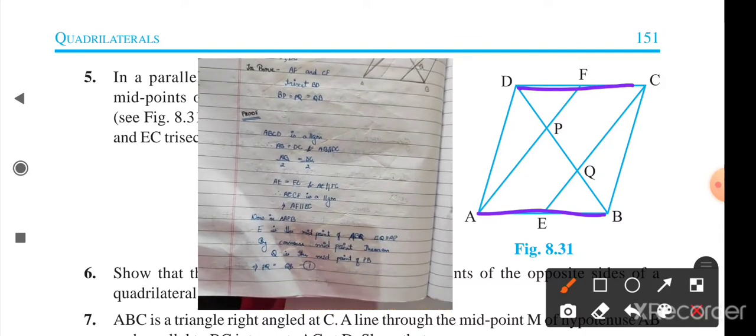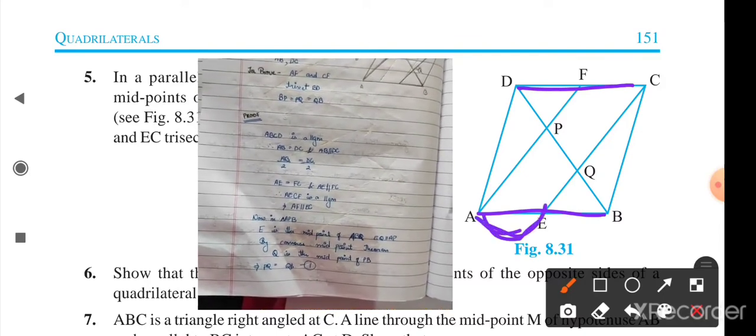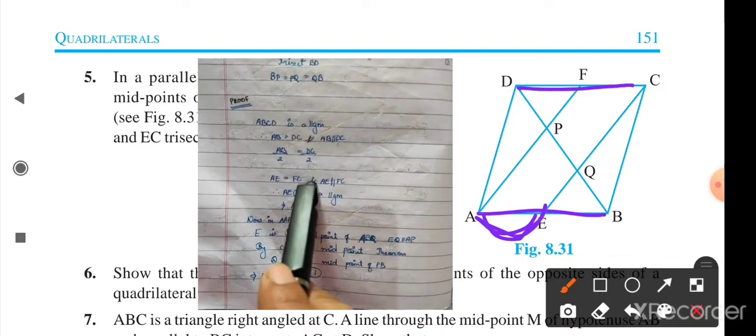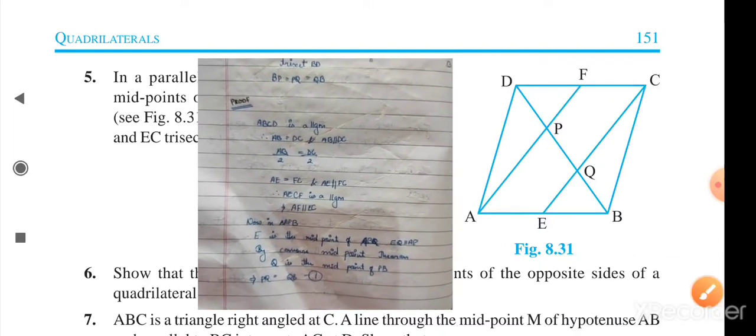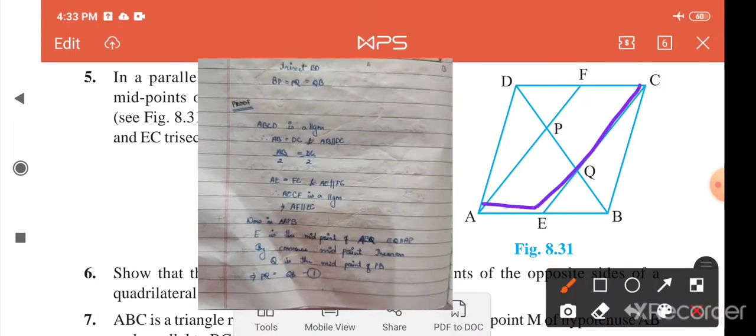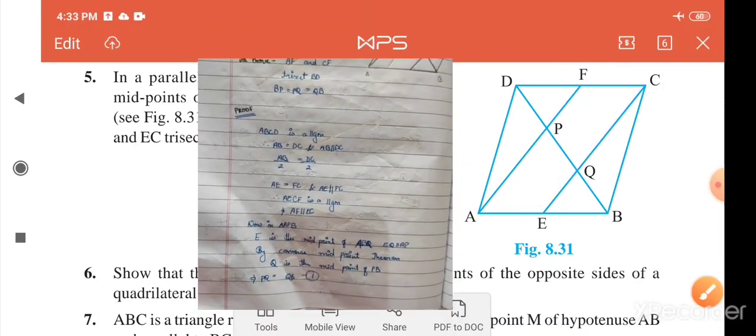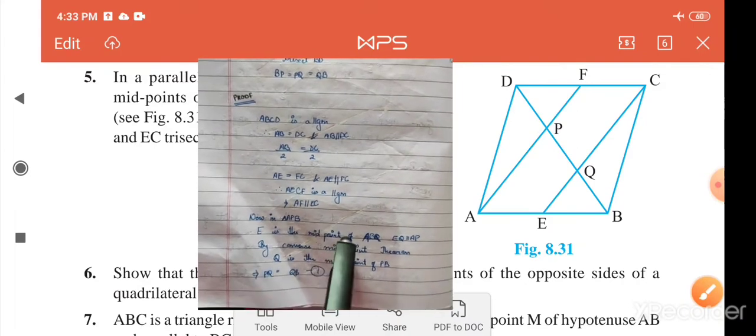So half of AB, that means AE, AE is equal to EC and AE is parallel to EC. Hence you can say that AEFC is a parallelogram. I have written here, you can see that AEFC is a parallelogram.